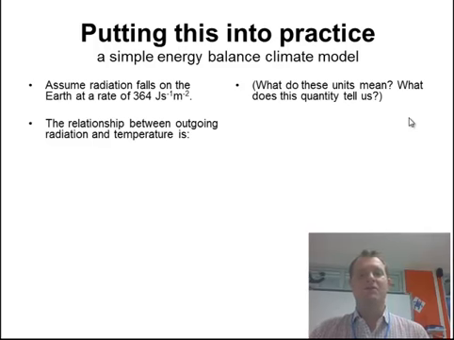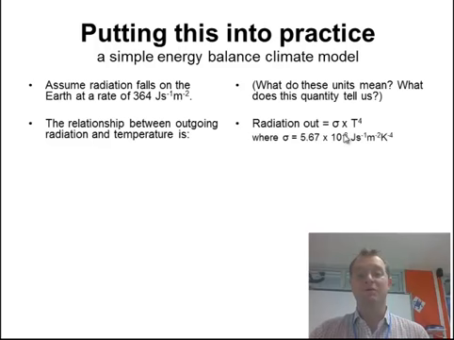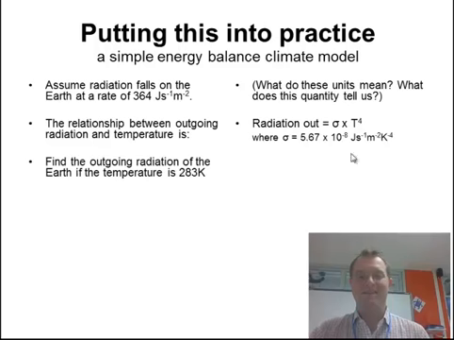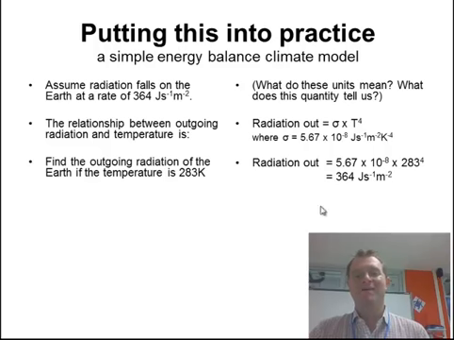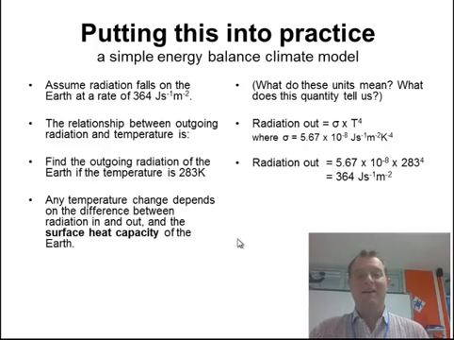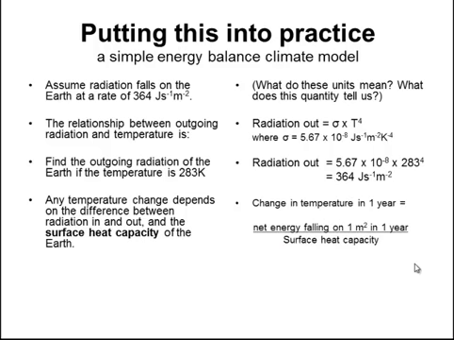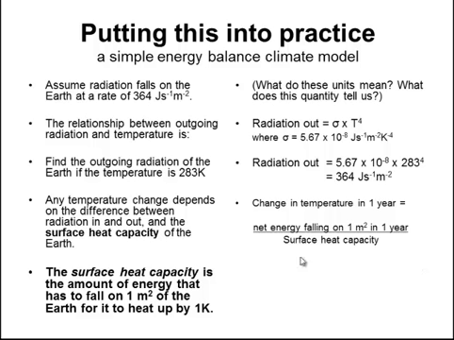Now the relationship between outgoing radiation and temperature, as we know from Stefan-Boltzmann's law, is radiation out equals Stefan-Boltzmann's constant times T to the power 4. So if we recognize that the temperature of planet Earth is approximately 283 Kelvin, we can work out that the radiation out is 364 joules per second per meter squared. Now, as we can see, any temperature change requires there to be a difference between the energy in and energy out. At the moment, we've got energy in and energy out being exactly the same values, so the change in temperature in 1 year in this situation is going to be nothing.